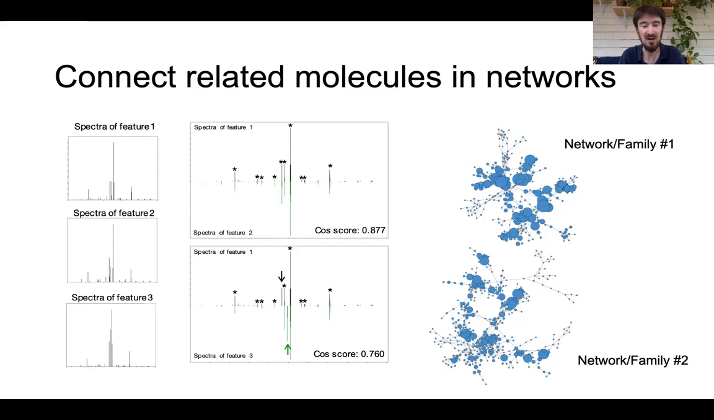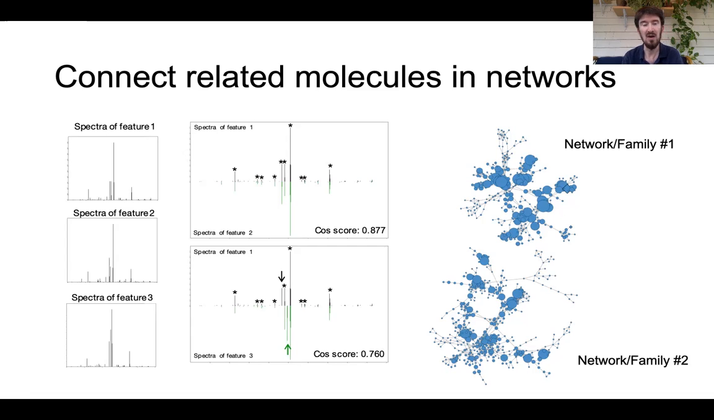Every time you see a star, the same fragment is found in both molecules. And where you don't see a star, the same fragment is not found. And so we use this cosine score, a value between 0 and 1, to say how similar these molecules are. So in this case, they're about 87.7% similar. It's not quite a percentage, but you can sort of think of it that way. And then below, you see two molecules that are slightly more different. And I've highlighted a couple of peaks where they differ using arrows. And so the cosine score there is slightly lower, right, 0.760.